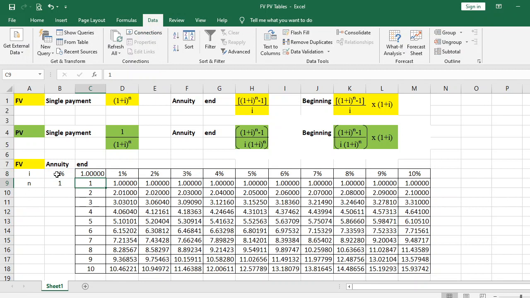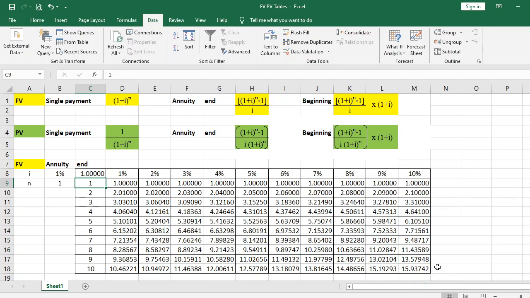Enter. Now we have got another table. Future value table for annuity made at the end of the year. What is this value?